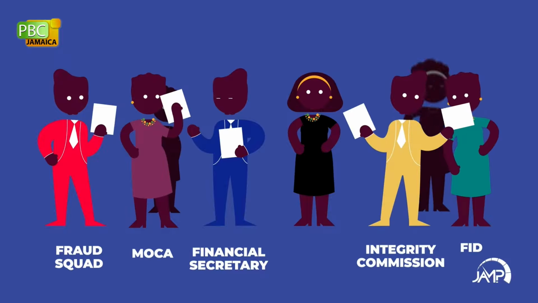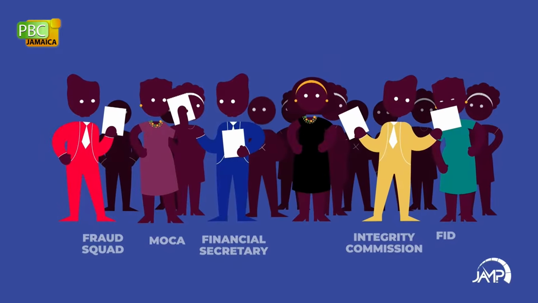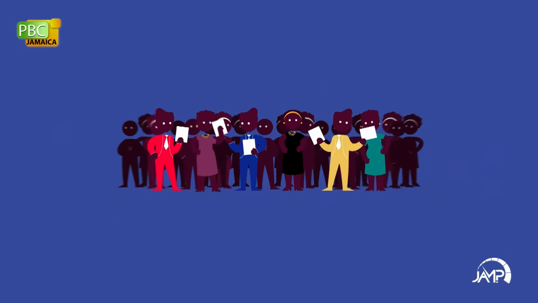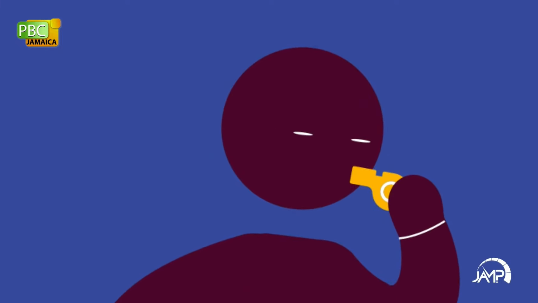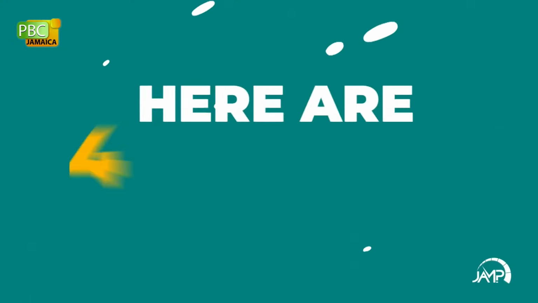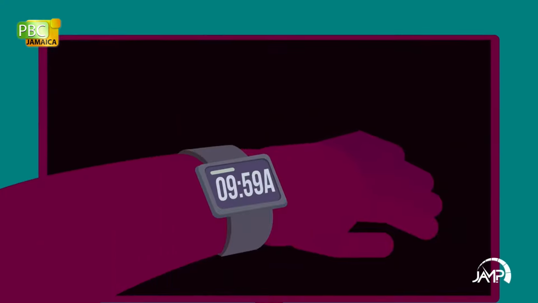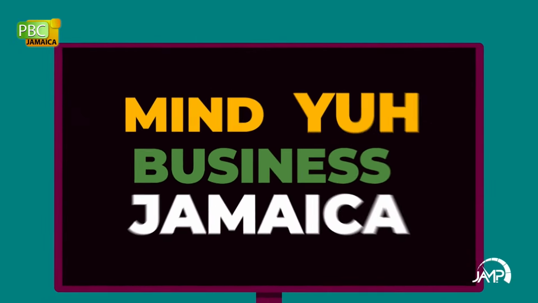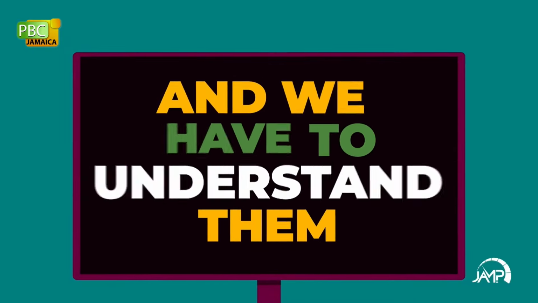But the AG alone can't watch all. So when things don't look straight, the Minister of Finance, members of Parliament, Cabinet, public servants, and importantly, you must blow the whistle and the AG will look deeper. So this is where you come in, with 4 things you can do to strengthen those who are fighting to protect our future. Tune into PBCJ on Tuesdays for the PAC and mind your business, Jamaica. It's our belongings, you know, but we have to move like we understand that.